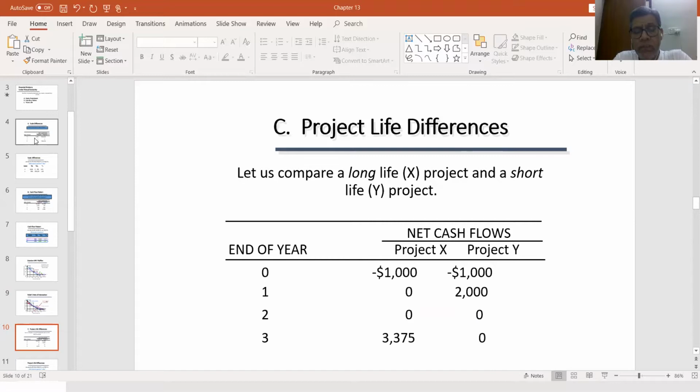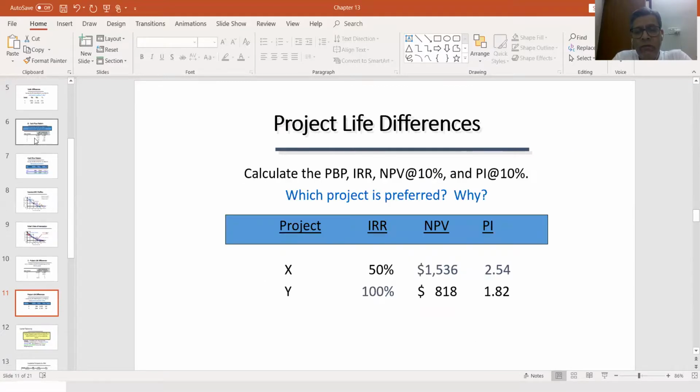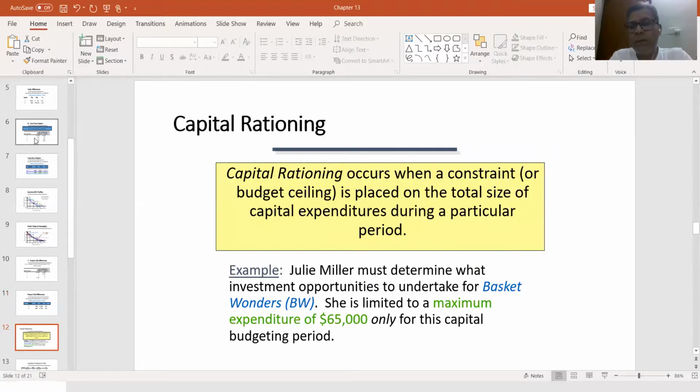So the life of the project is only 1 year. If you look at this X and Y, their IRR is different because they have different maturities. NPV is different. So X and Y are appropriate in case of NPV and PI, but Y project is better in terms of IRR.